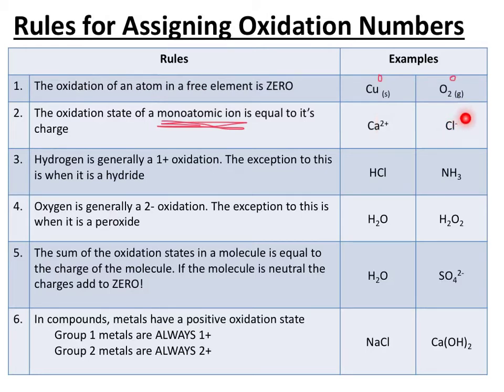right? And so the other example is chlorine. I've got a chloride ion here. It's Cl minus. That means my oxidation state is going to be minus 1. So if I've got an ion, the oxidation state is the charge of the ion.